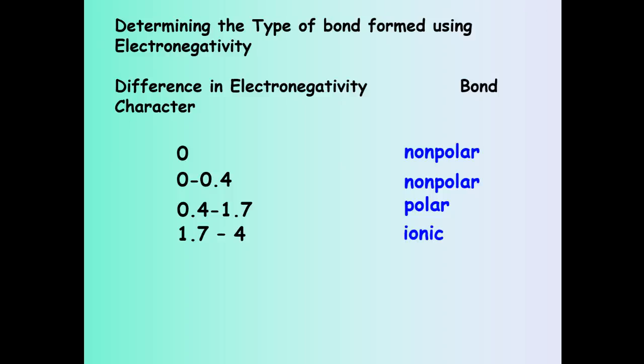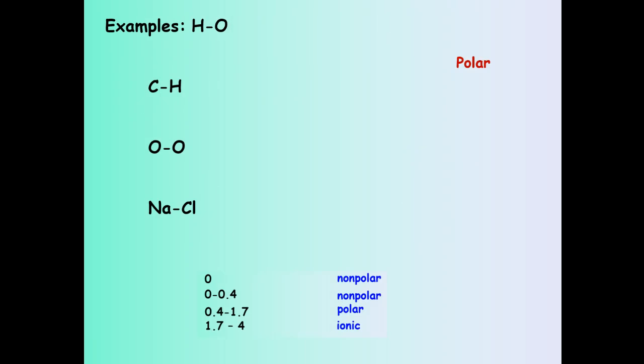So let's take a look at an example of this. If we have a bond between hydrogen and oxygen, and hopefully by now you have your table out, look on your table and you will see that hydrogen's electronegativity is 2.2 and oxygen's is 3.4. Subtract those and the difference is 1.2. In our little table that I put down here, we'll see that 1.2 falls within a polar covalent bond.